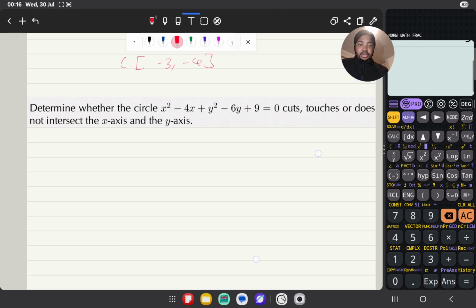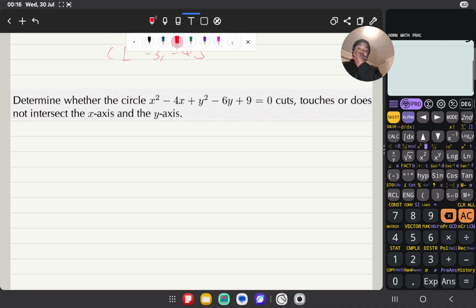Let's see. Does that circle cut through or touch the x and y intercept? So it's just like I told you. Let's start finding the x-intercept. For the x-intercept, y equals 0. So you have x squared minus 4x plus 0 squared minus 6 into 0 plus 9 equals 0. That means you have x squared minus 4x plus 9 equals 0, right?